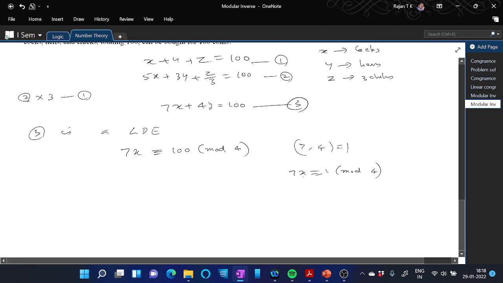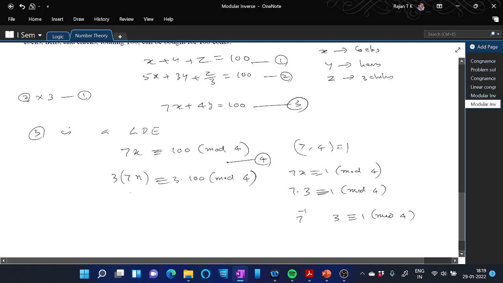And its inverse of 7 is actually 3, because 7 into 3 is 21, which is clearly congruent to 1 mod 4. So the inverse of 7 is 3. Multiplying this linear congruence 4 by 3, you get 3 into 7x is congruent to 3 into 100 mod 4.